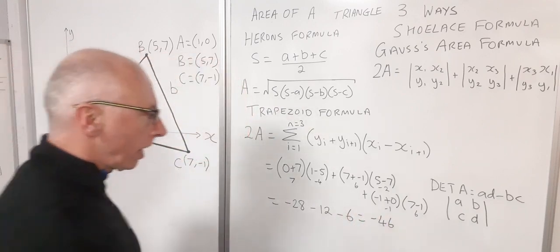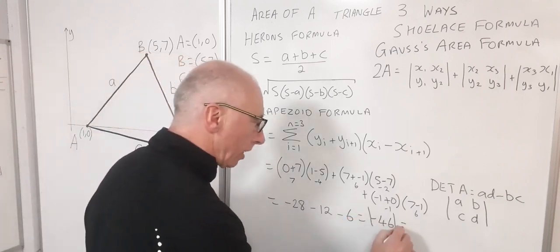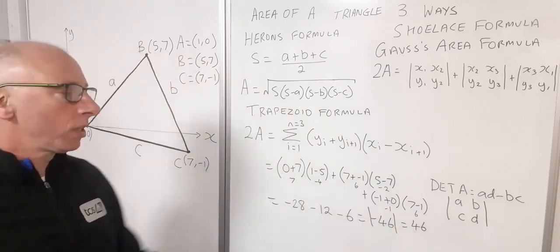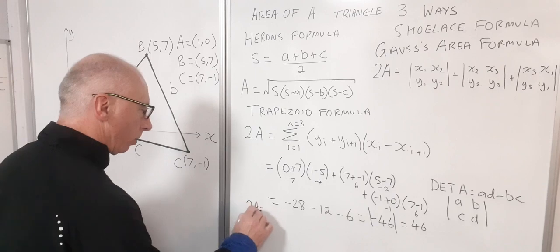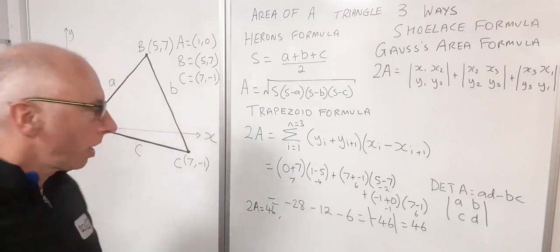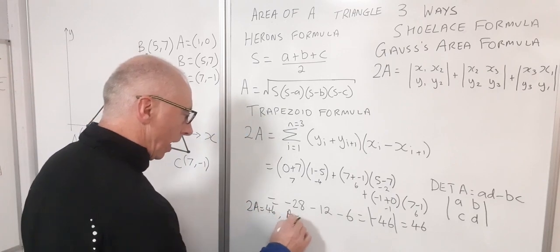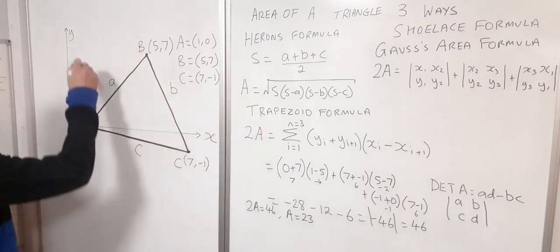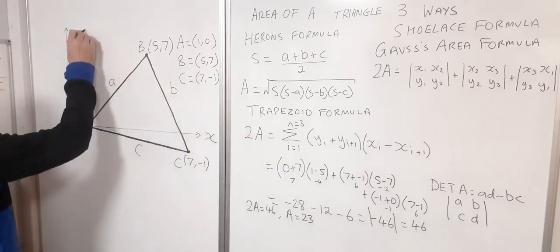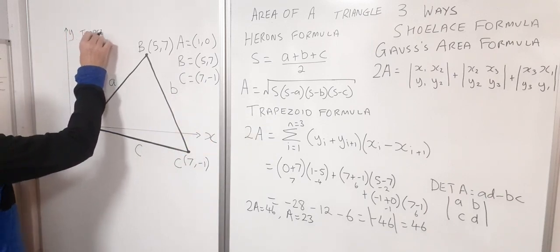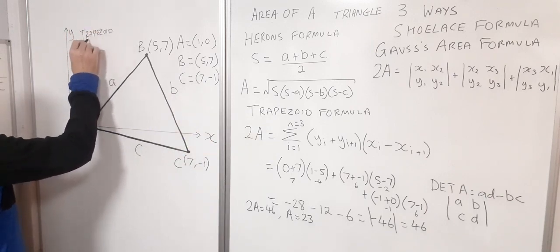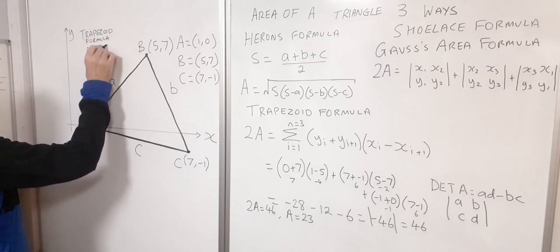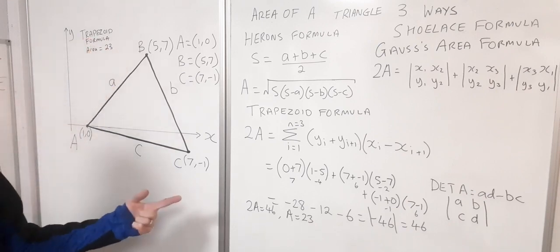But I need the absolute value. So if I take the absolute value of that, that equals 46. So my 2a equals 46. So if 2a equals 46, then my area by this formula equals 23. Okay, so I'm just going to write this up on this board here. So by the trapezoid formula, our area equals 23. So that takes care of that.